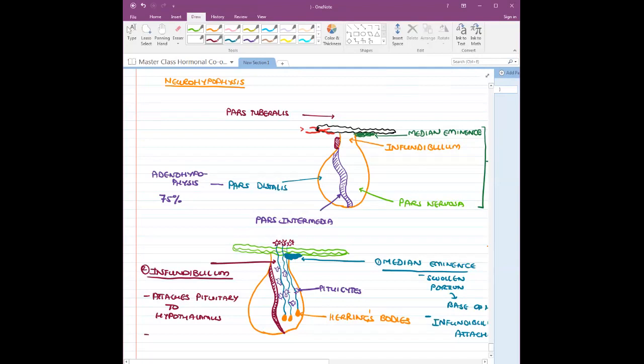The second thing you are going to see is that it mainly consists of the axons of neurosecretory cells.